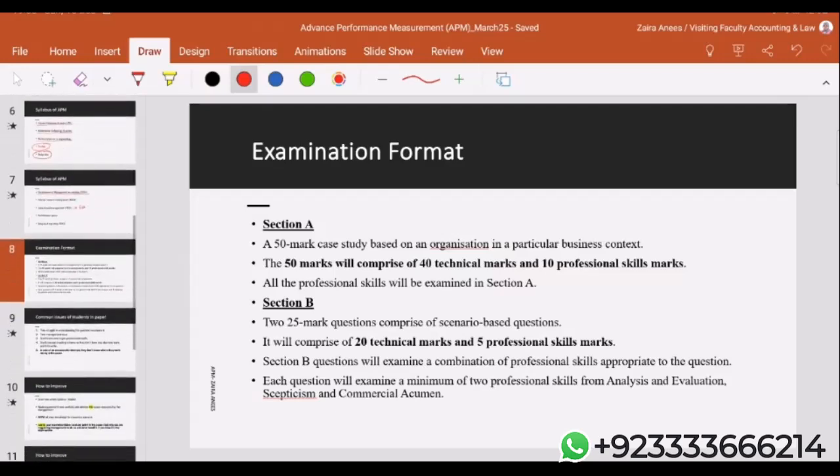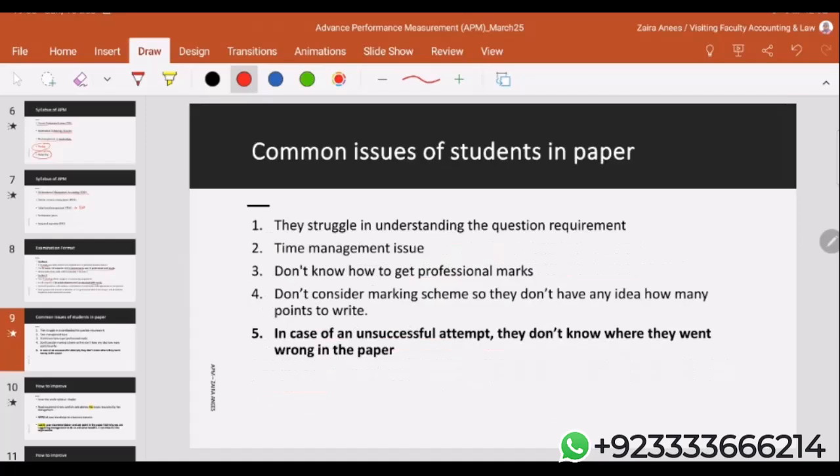The exam format is quite simple. There are two sections. Section A is a 50 marks case study. Section B is of 25 marks each, where out of 50 marks, 40 marks are for technical knowledge and 10 marks are for professional marks, and for 25 marks, 20 technical marks and 5 professional marks. That's quite simple. Now, what are the common issues of the APM paper?